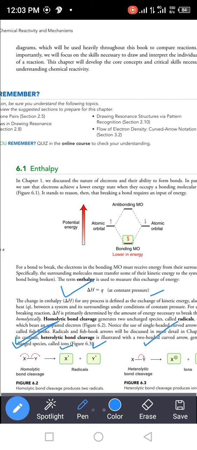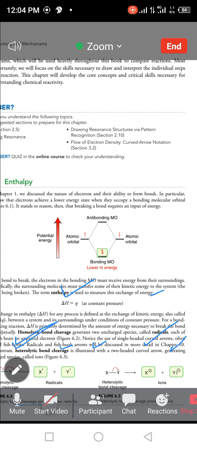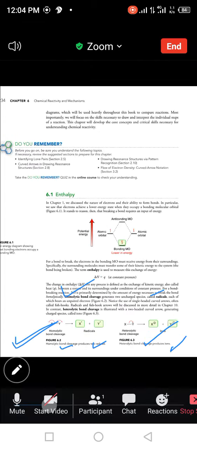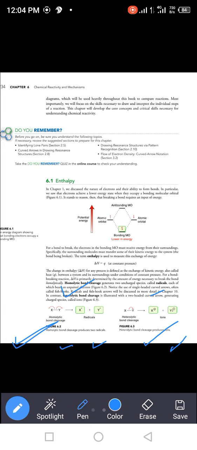In heterolytic cleavage, there is unequal distribution of electrons: two electrons are transferred toward one atom and the other atom becomes electron deficient, so a positive charge is formed on X and a negative charge on Y. So two types of bond cleavage occur: homolytic cleavage and heterolytic cleavage. So in enthalpy and bond breakage, when a bond is broken down, it may be broken in two different ways, homolytic or heterolytic. This is all about enthalpy and bond breakdown.